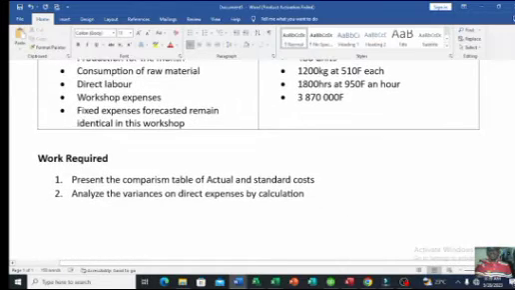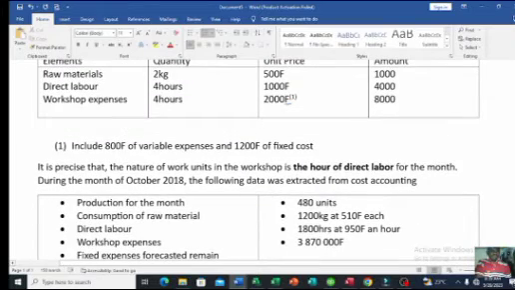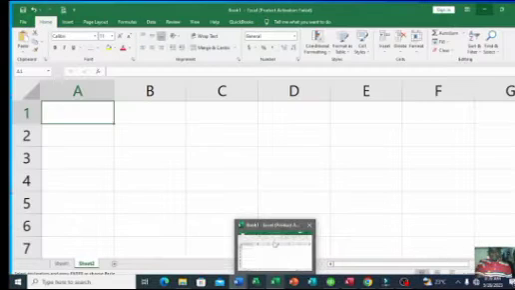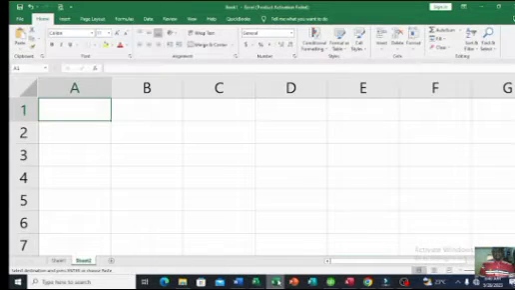So the work required further goes: present the comparison table of actual and standard cost, and then analyze the variances on direct expenses. From here we'll move into the solving, but trust me, we'll just solve the first one for now. So open a spreadsheet program. We are going to have the comparison table, starting with the first one, please take note.